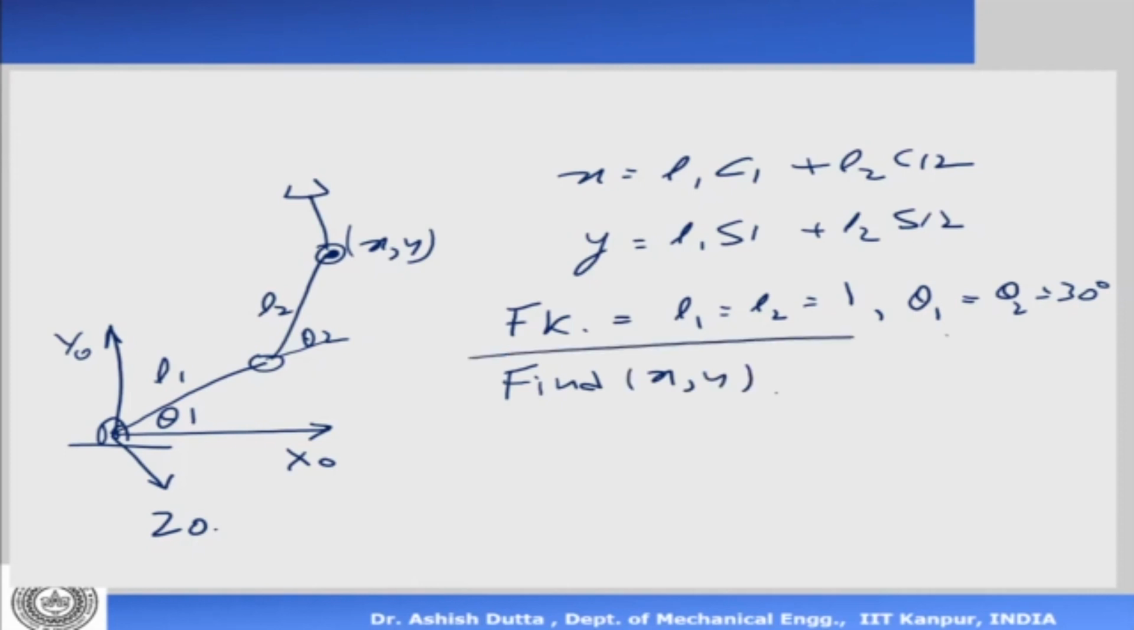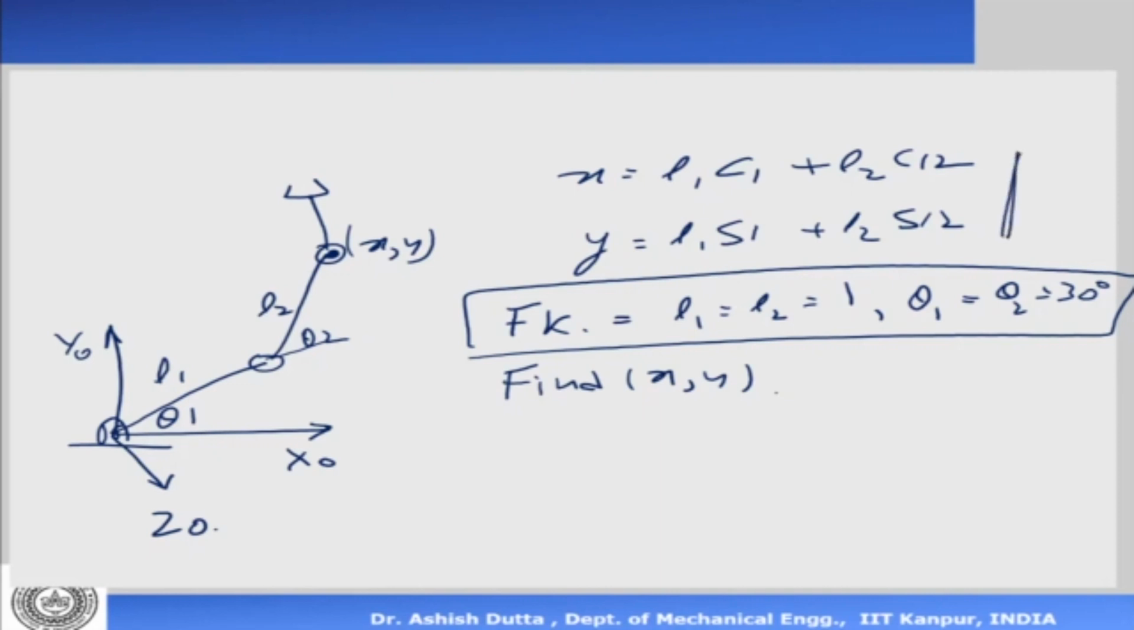So I'm giving you theta 1 and theta 2 as 30 degrees, and L1, L2 as 1. Find what is the xy for this corresponding position. How would you do that? Simply take the values of theta and put them into this equation.